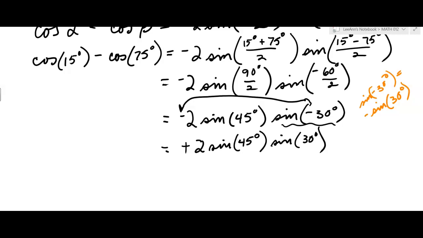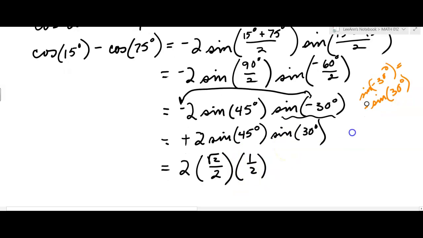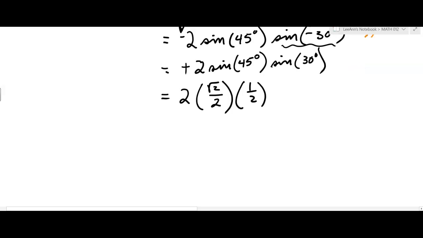Okay, so great. And now we're going to say to ourselves, hey, I know the sine of 45 degrees. It's the square root of 2 over 2. That's an exact value. And I know the sine of 30 degrees. It's 1/2. So now I put in exact values for those trig functions. I can cancel that 2 with that 2, and I'm going to get the square root of 2 over 2. Okay, that was pretty cool.